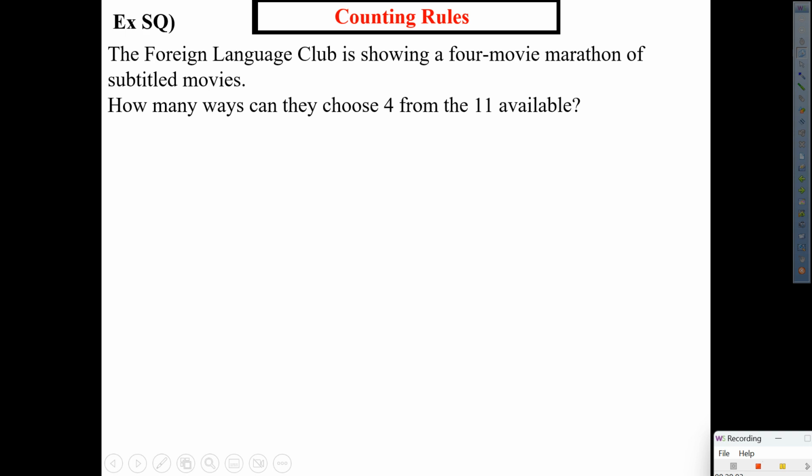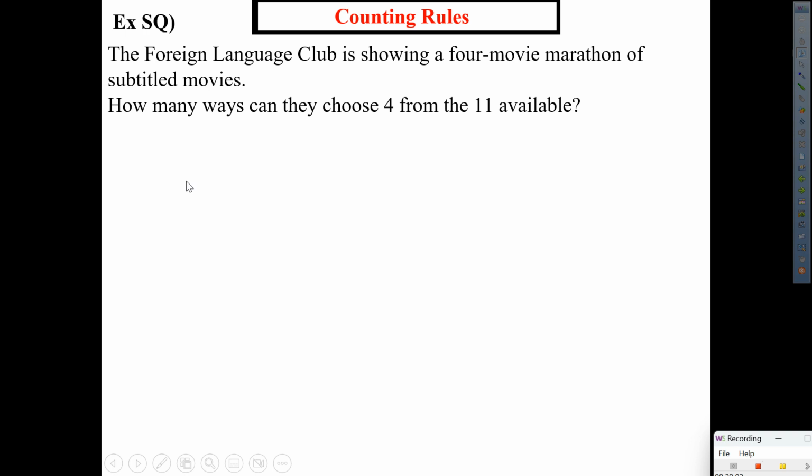A foreign language club is showing a 4-movie marathon of subtitled movies. How many ways can they choose from the 11 available? All right, tell your neighbor which rule would you use, permutation or combination? All right. Let's see, Presidenta, permutation or combination? That is correct. Order does not matter because they can just select the 4 different movies.